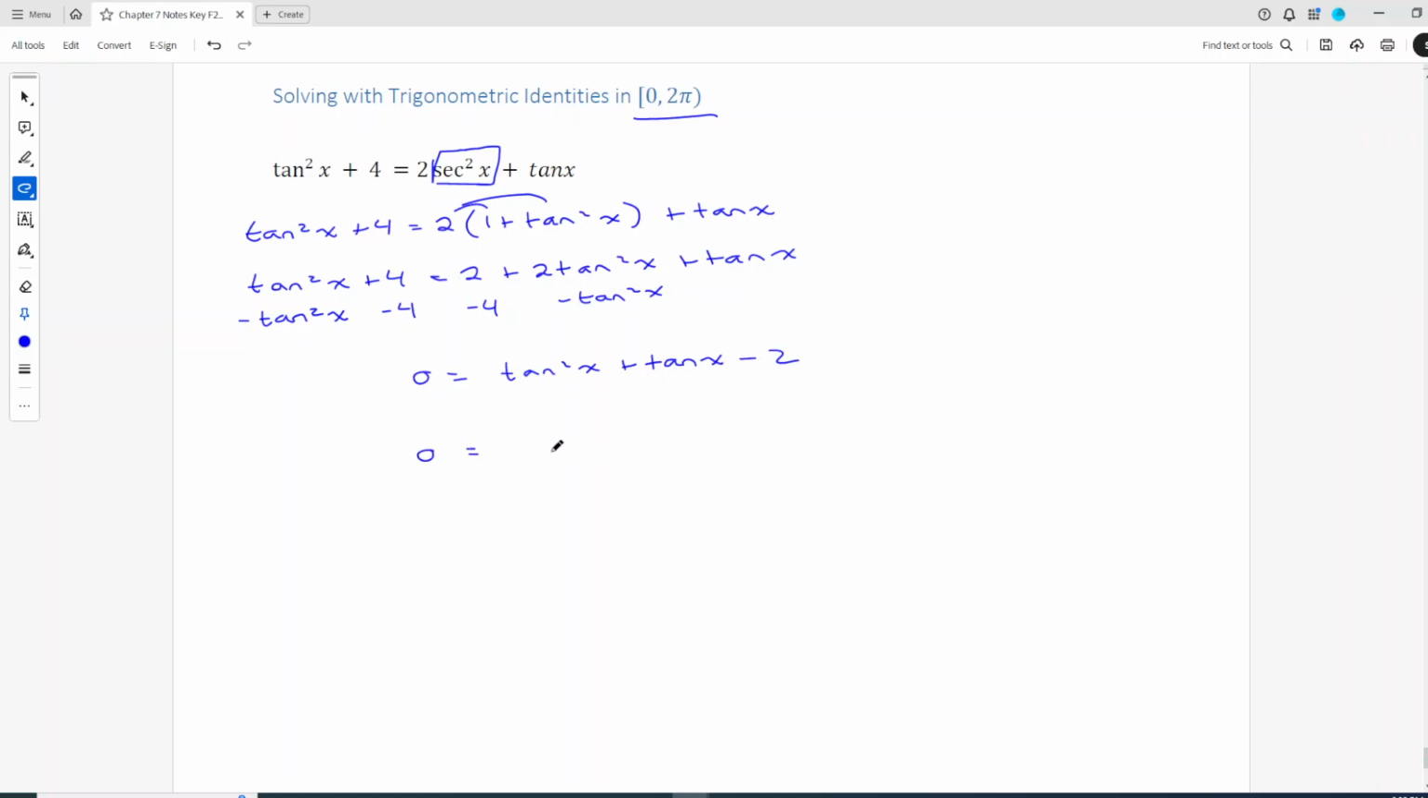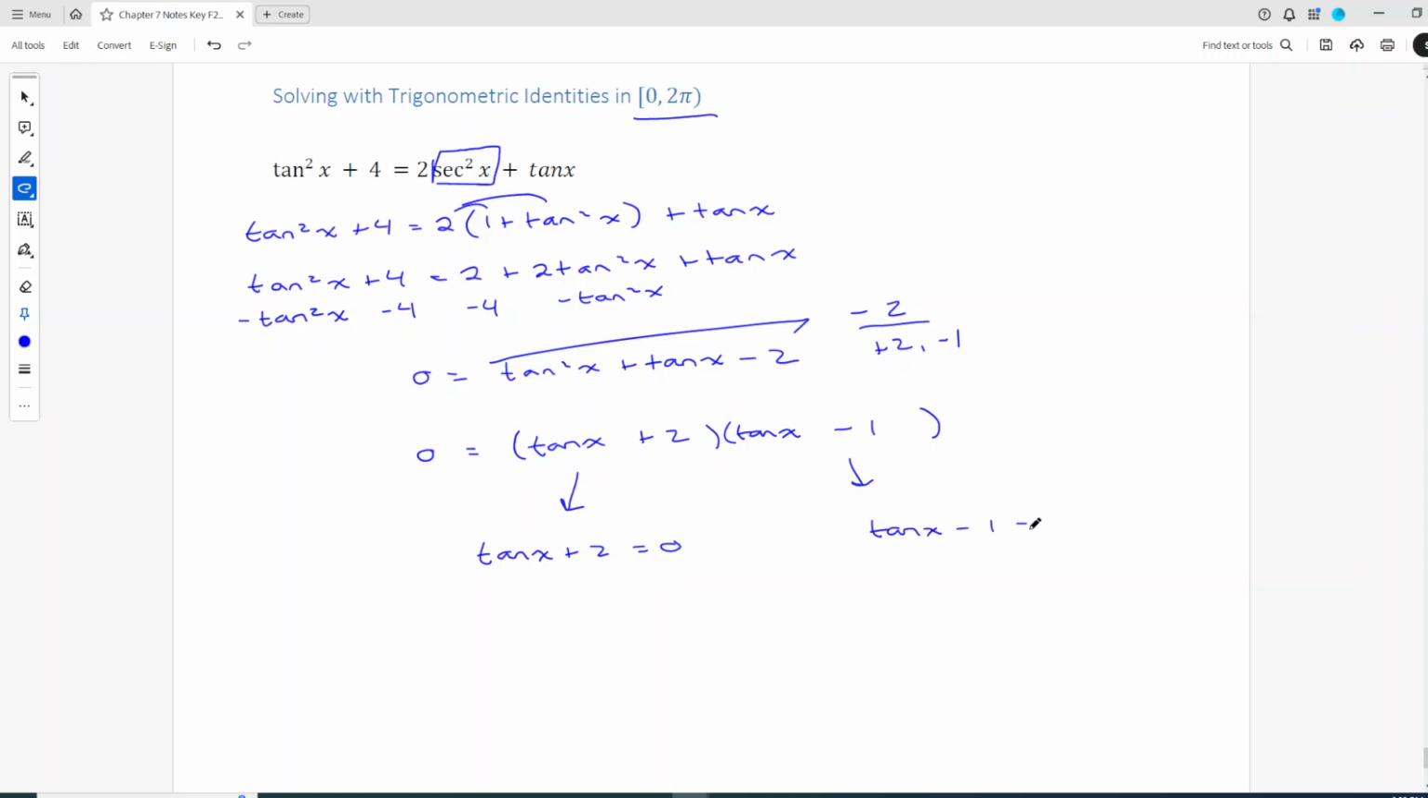Then I'm going to solve this one by factoring. Now, because the a value is a 1, I'm looking for two numbers that multiply to give me negative 2 and add to give me positive 1, which are positive 2 and negative 1. And again, if that's a struggle for you, feel free to use the quadratic formula. Now I don't have to do the whole thing because I know that to multiply to get tan squared x in front, I can simply put a tan x and a tan x, and then I can put a plus 2 in one of the brackets and a minus 1 in the other bracket. Now I am going to solve. For this one, I get tan x plus 2 equals 0, and for this one, I get tan x minus 1 is equal to 0.